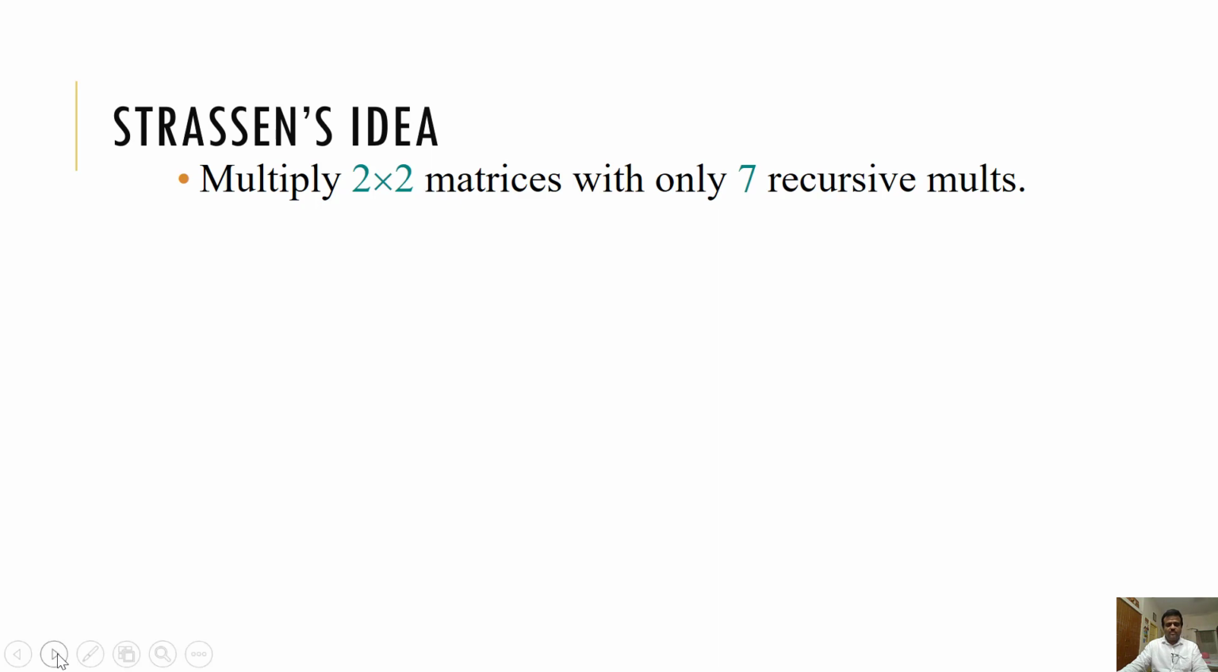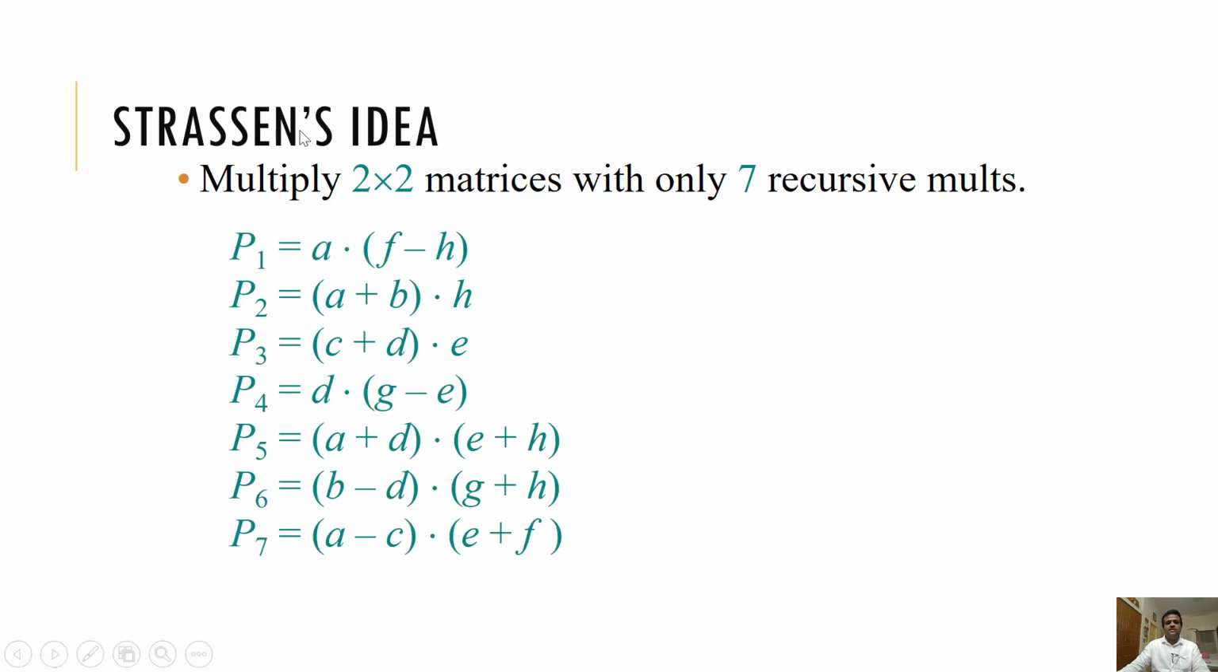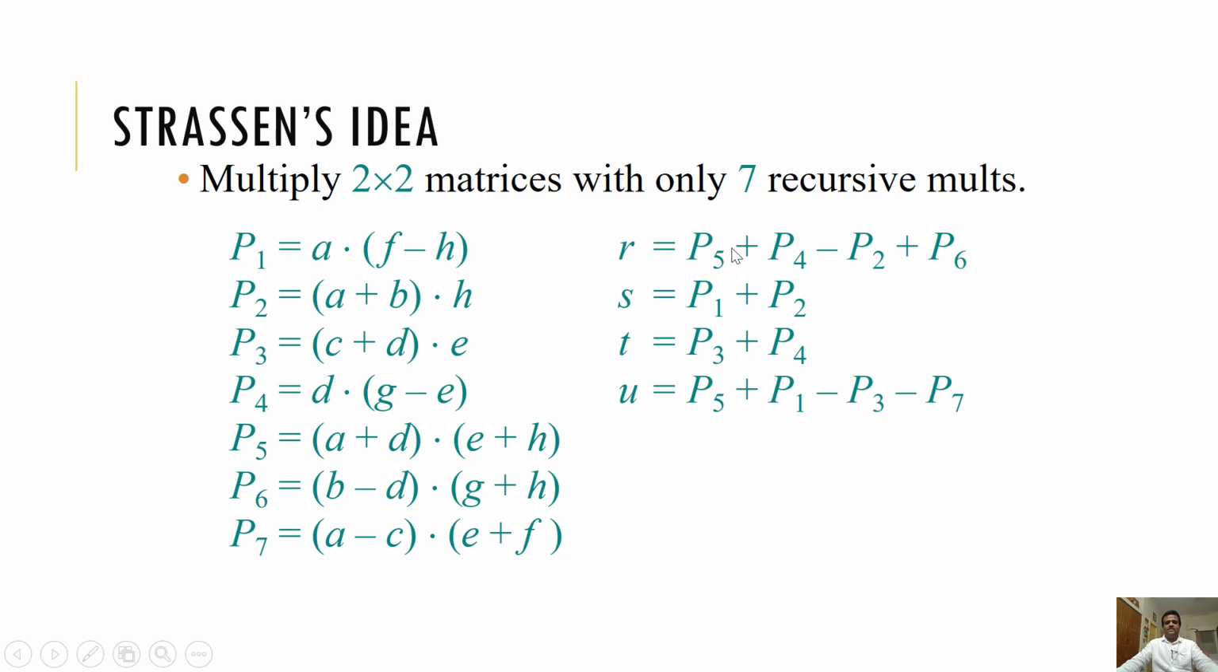For that, Strassen calculated some intermediate values. So, P1, P2, P3 and so on. These are basically sum matrices from A, and F, G are the sum matrices from B. If we can calculate these and add them up, R is P5 plus P4 minus P2 plus P6. This formula we have to prove; you can just verify this.